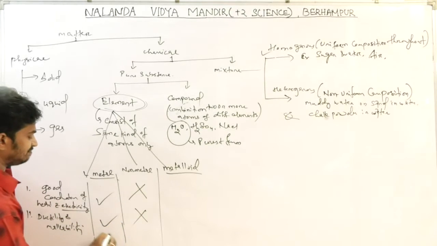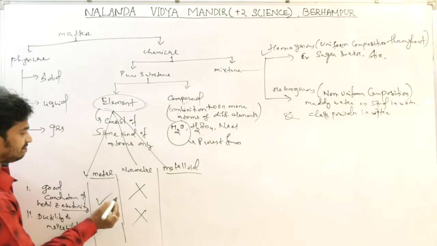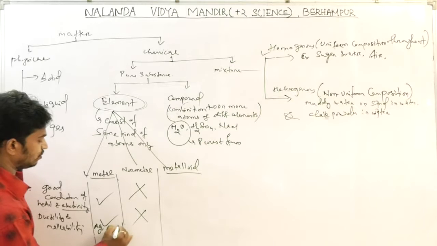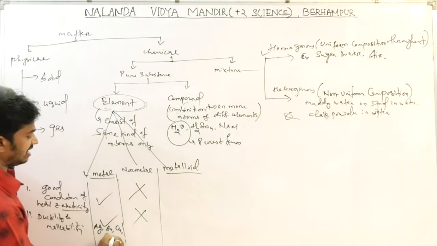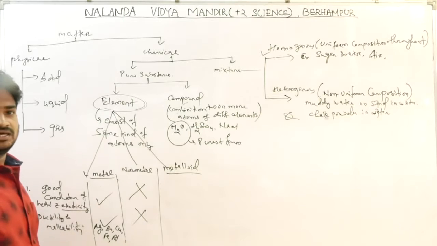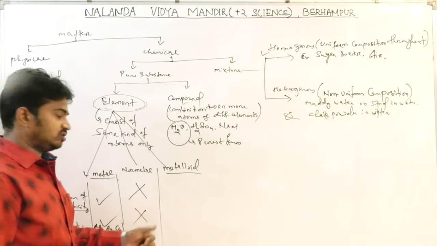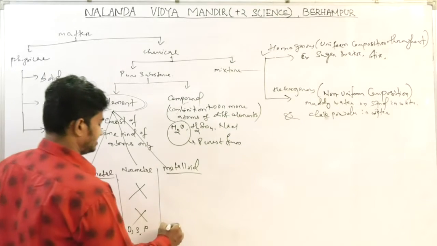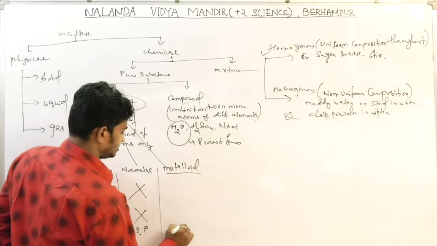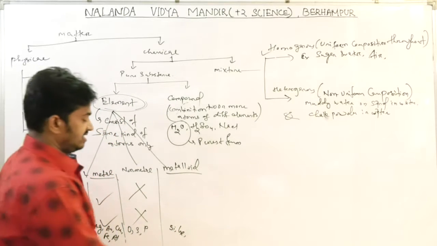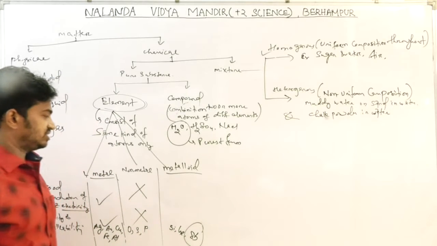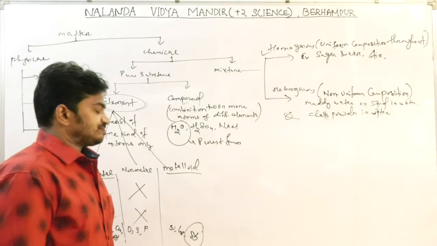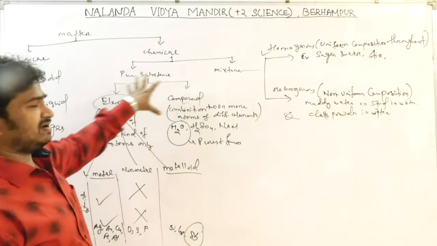If we take a few examples, what will be the examples of metal? Silver, gold, copper, iron, aluminium, etc. In the same way, examples of non-metal are oxygen, sulfur, phosphorus. Metalloids are silicon, germanium, and antimony, that is Sb. So in our last class we discussed all these things.